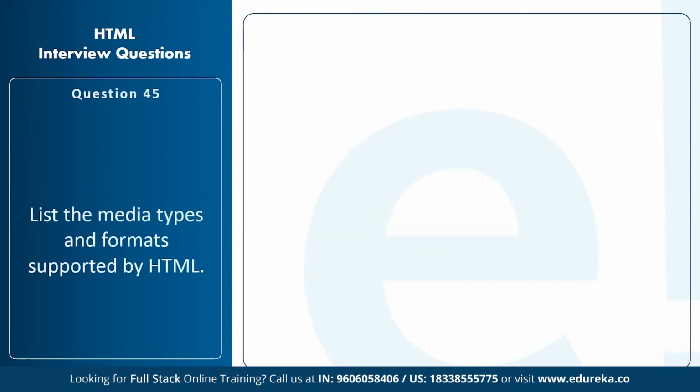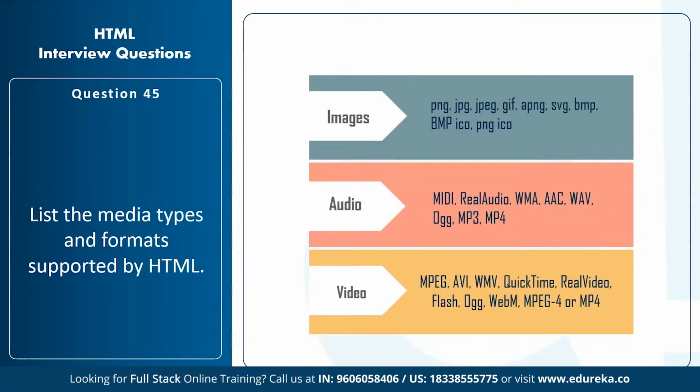Now next up, list the media types and formats supported by HTML. So HTML supports a wide range of media formats for your sound, music, videos, movies, and also animations. Now some of the extensions supported by each of these media formats include PNG, JPG, JPEG, and GIF, and many more for your images. Also for your audio, you have MIDI, Real Audio, WMA, etc. And finally, for your video, you have MPEG, AVI, QuickTime, Real Video, MP4, etc.